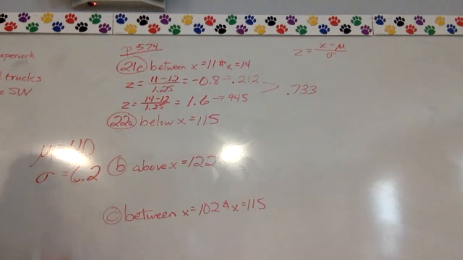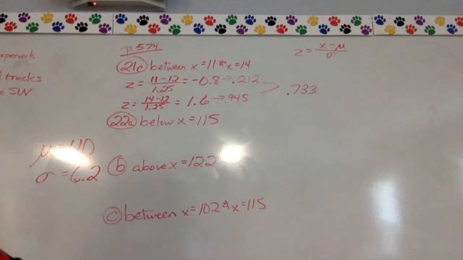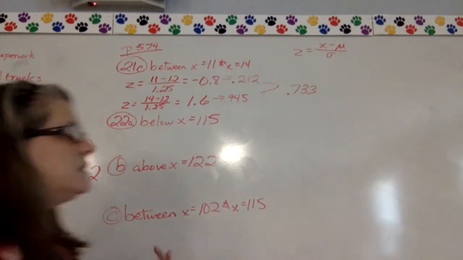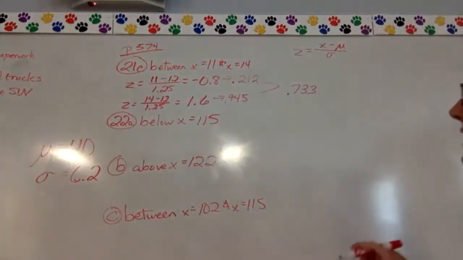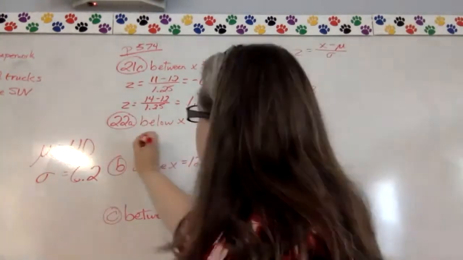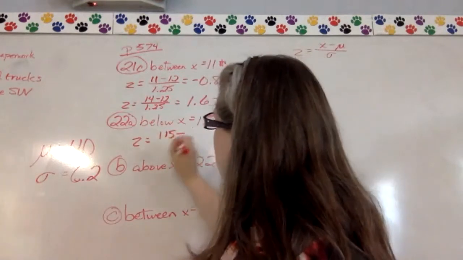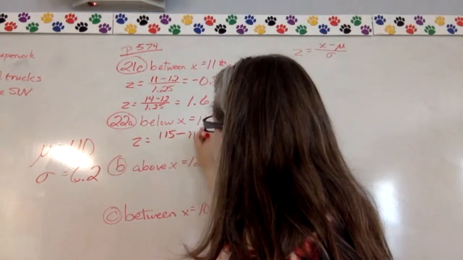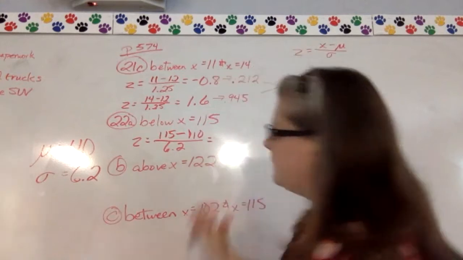So these are our numbers that we're going to use with our single x values to find our area below or area above or between, whichever one is asking for. Okay, so on 22A, you were supposed to have hopefully tried this one on your own on Friday, but you start off, remember, this is our formula that we're using. So I have z equals the x, 115, minus the mean, 110, over the standard deviation, which is 6.2.